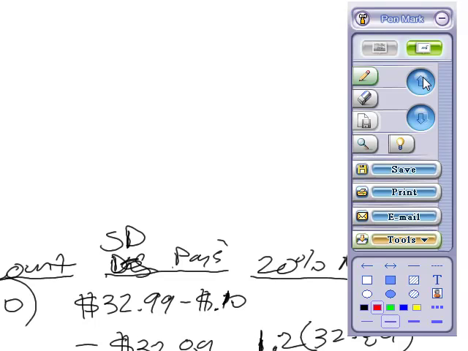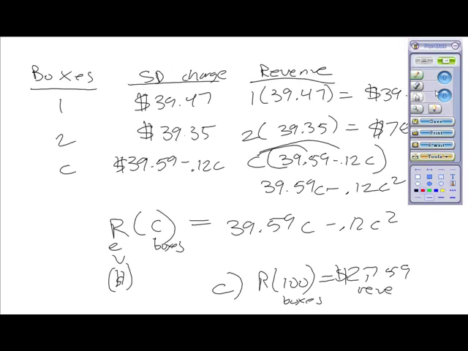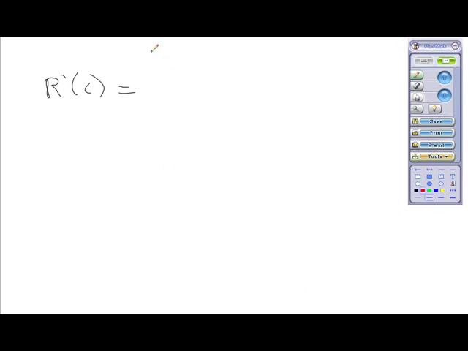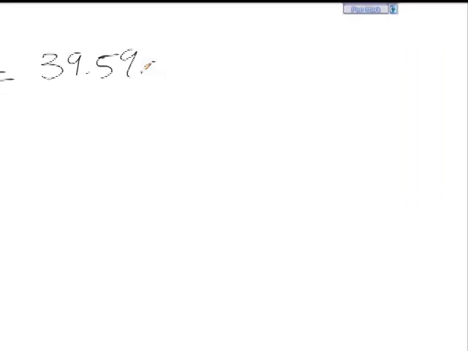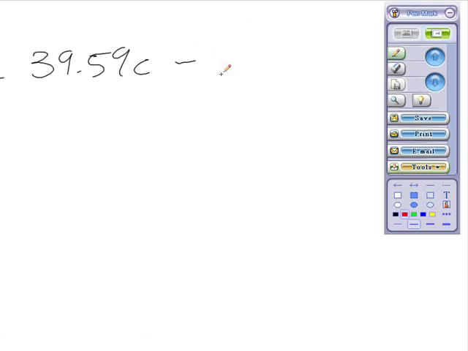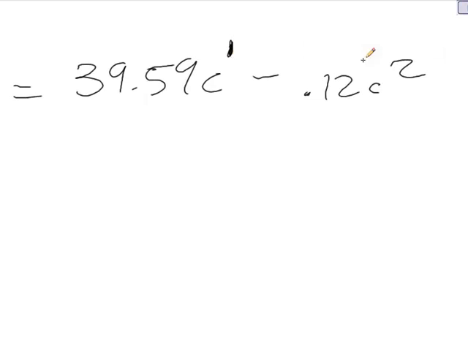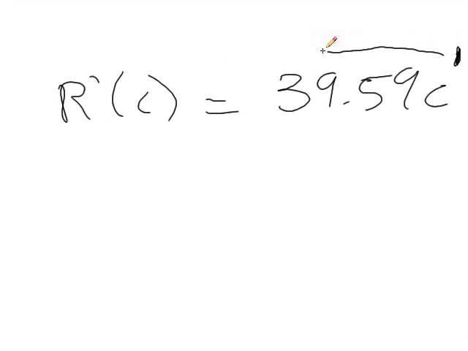And now I want to find R prime of C and explain what that means in real world terms. Okay, so we know R prime of C will be based on the original revenue equation, 39.59C minus 0.12C squared. And so to find the derivative, now these are in opposite order, it doesn't really matter, you can rearrange, put your negative 0.12C squared in the front, put this in the back, but it doesn't matter.